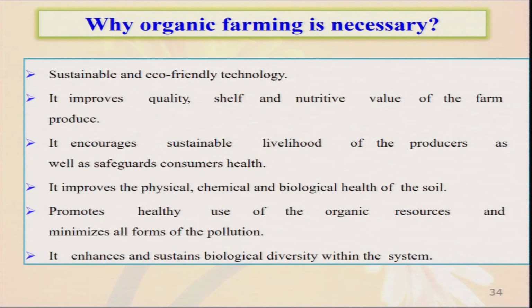So apart from our conventional high input agriculture, organic farming is also being promoted, and there are certain parts where the temperature is low, organic carbon is high, and the farmer is using very little fertilizer, just like in the northeastern part of India, where organic farming is being propagated. And if you see why, it is sustainable and eco-friendly. It improves the quality, shelf life and nutritive value of the farm produce. It also encourages the sustainable livelihood of the producers as well as safeguarding consumer health.